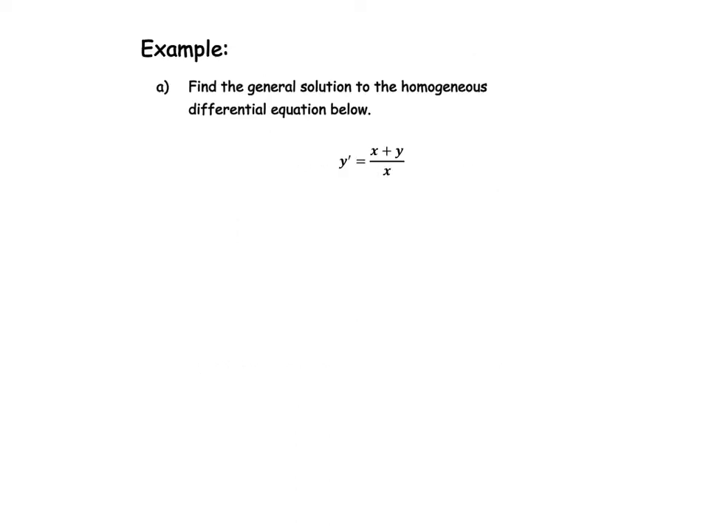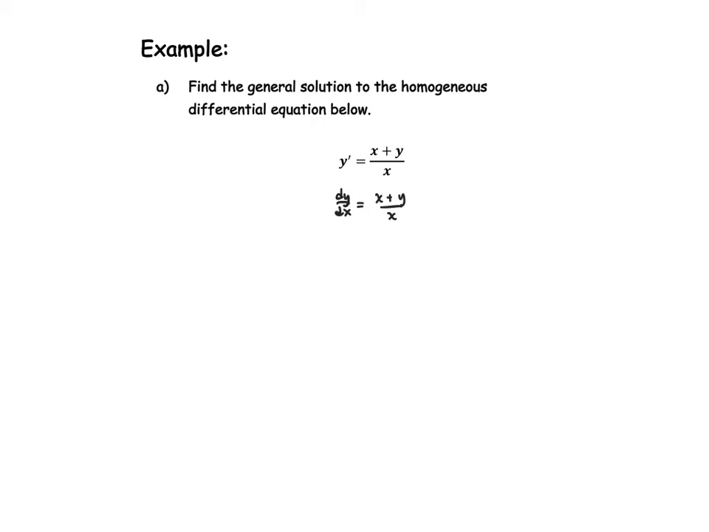Example A. Find the general solution to the homogeneous differential equation below. When I think of a homogeneous differential equation, it's a differential equation that I can't separate in its current form, and I see some form of y over x or x over y, and they're related in that way. So first thing I'm going to do, as I did in the separation of variables lesson, is write this as dy dx, and I'm going to rewrite it as x plus y over x.